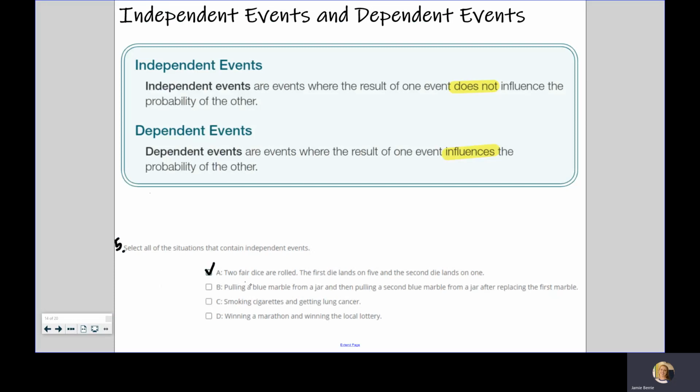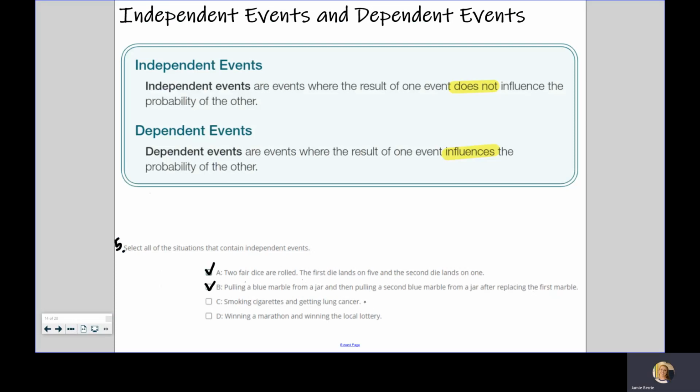Next, we have pulling a blue marble from a jar and then pulling a second blue marble from a jar after replacing the first marble. Since we replaced the first marble, the second time we pull a marble out of the jar is not going to be influenced by the first time we pulled a marble out of the jar. So these would also be independent events. If we had not replaced it, say we had just taken out that first blue marble, those would be dependent. But since we replaced the first marble, these are considered independent events.